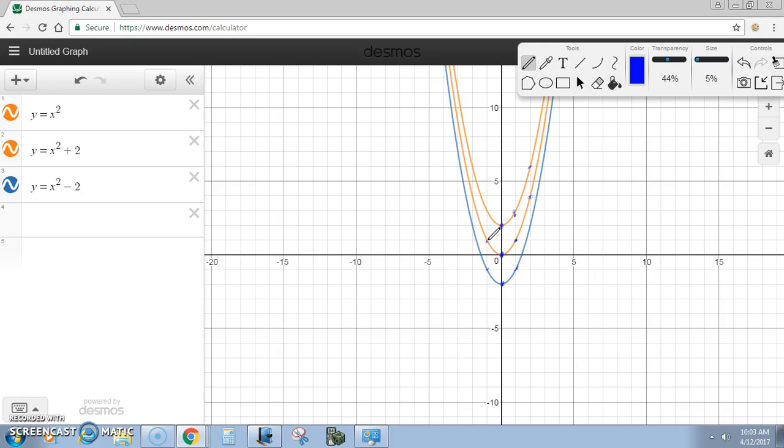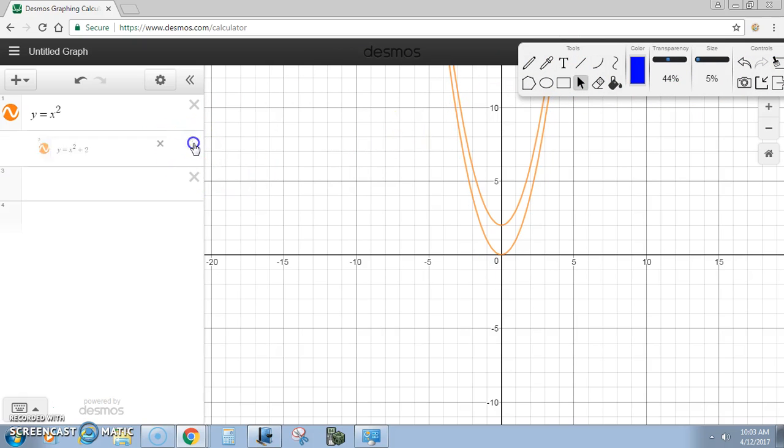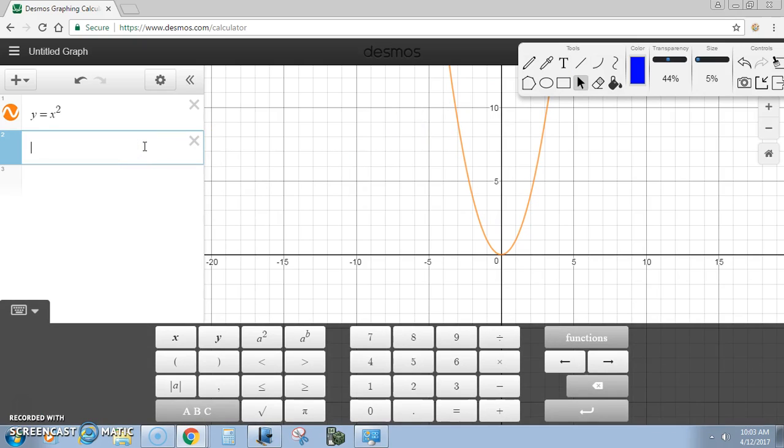Easy enough. Now, this is where it gets a little bit trickier, is shifting it side to side. That's called shifting it horizontally. Up and down is shifting it vertically. Side to side is shifting it horizontally. And here's where the difference comes in, okay? Let's delete these all except for the parent function. All right, so see if you can tell me what difference you notice as I type this in.